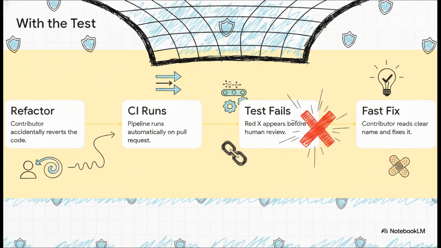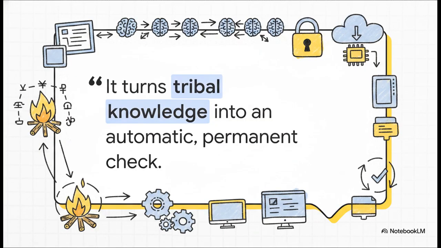Step 4, the contributor reads that incredibly clear test name, realizes exactly what they just broke, and they fix it before a single human reviewer even has to look at the code. Crisis averted. And this brings us to a quote that just perfectly summarizes the entire value proposition of a regression test. It turns tribal knowledge into an automatic, permanent check that doesn't rely on anyone remembering anything.